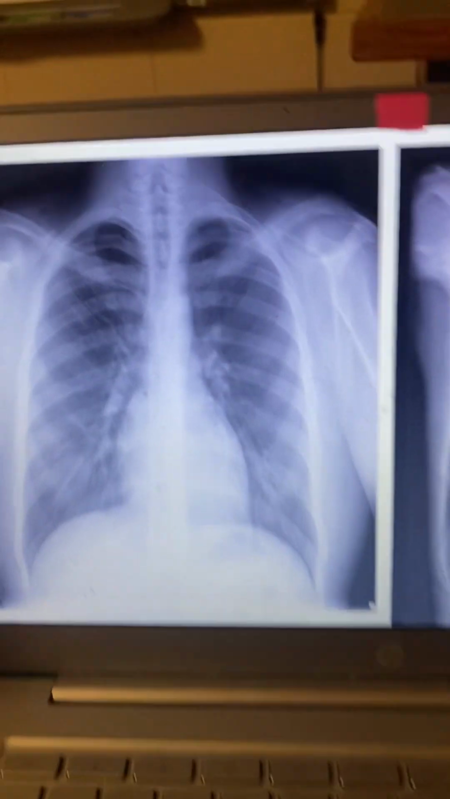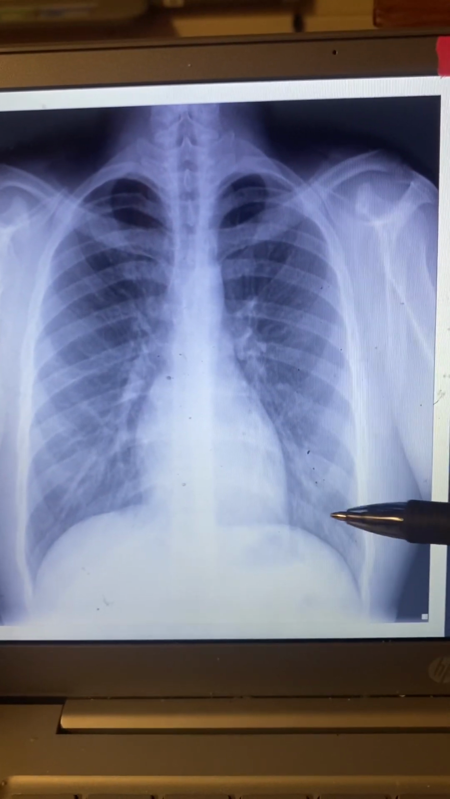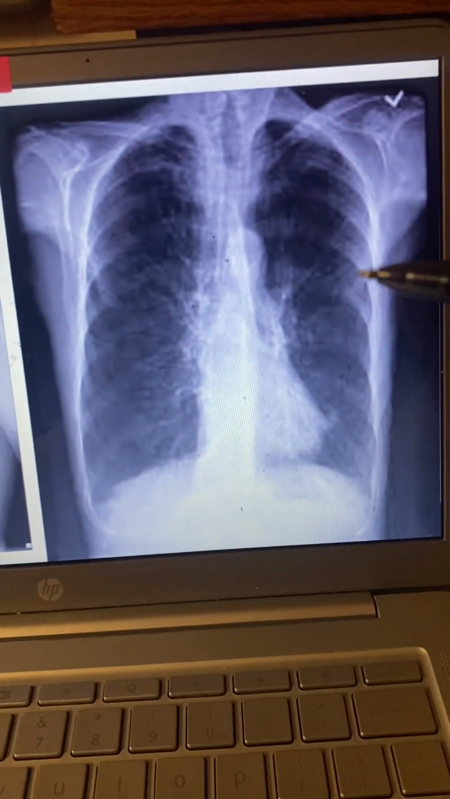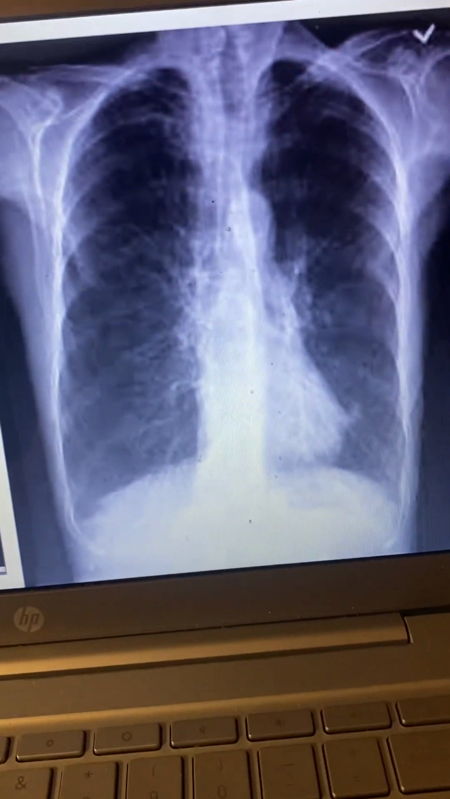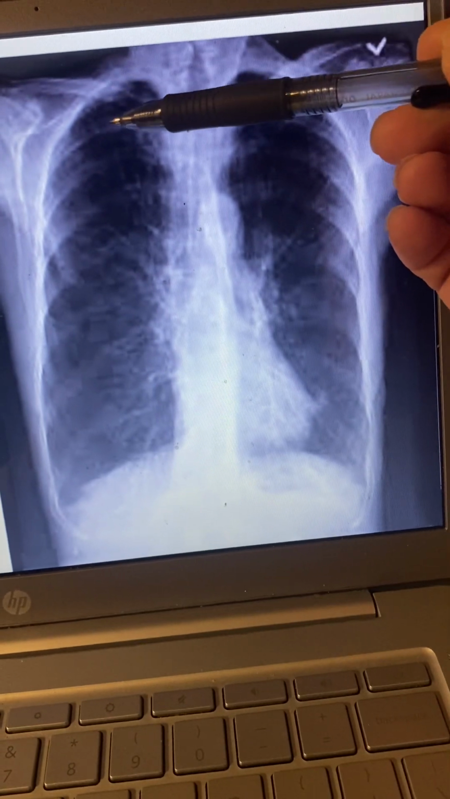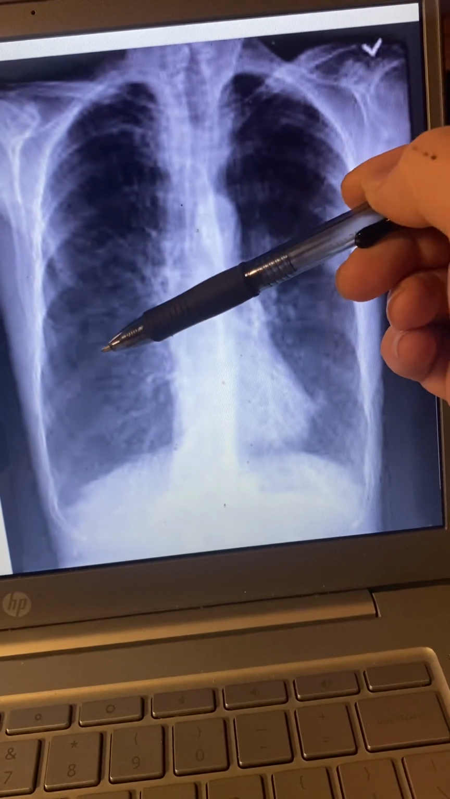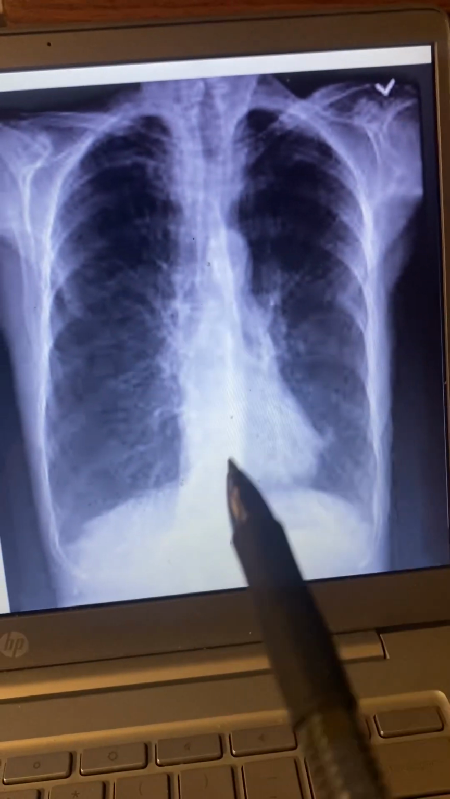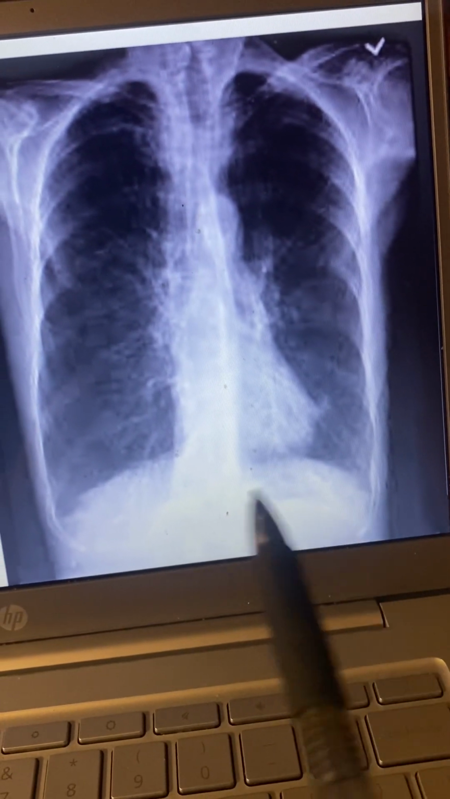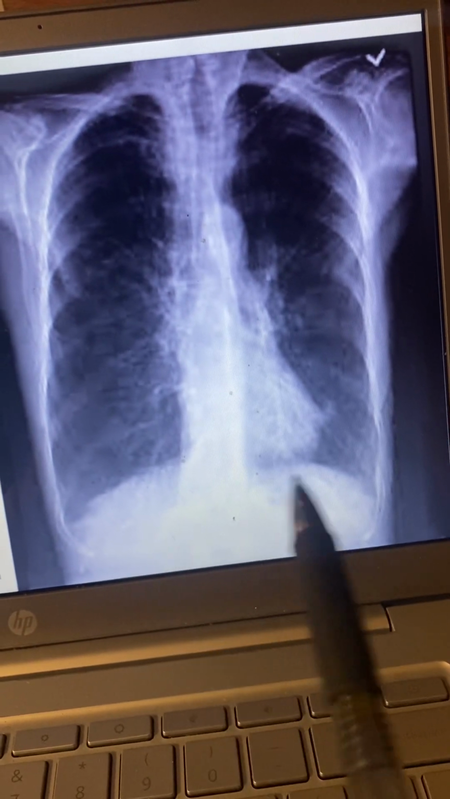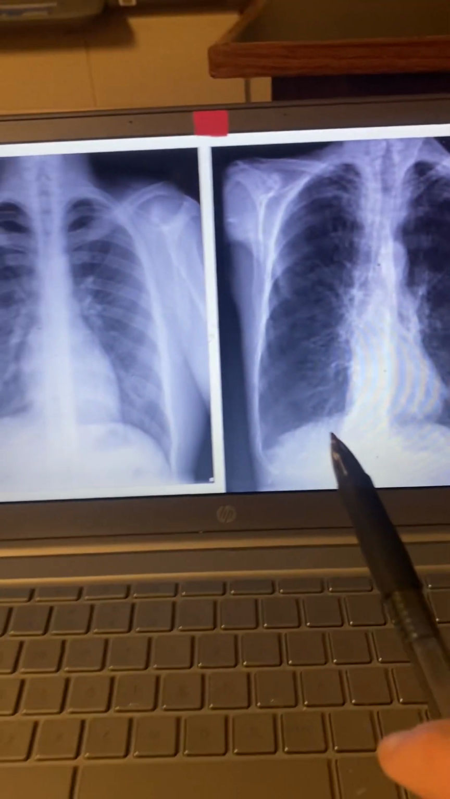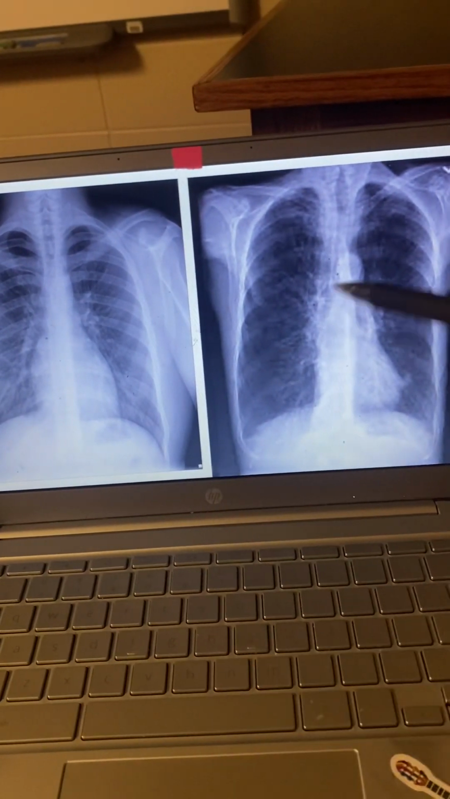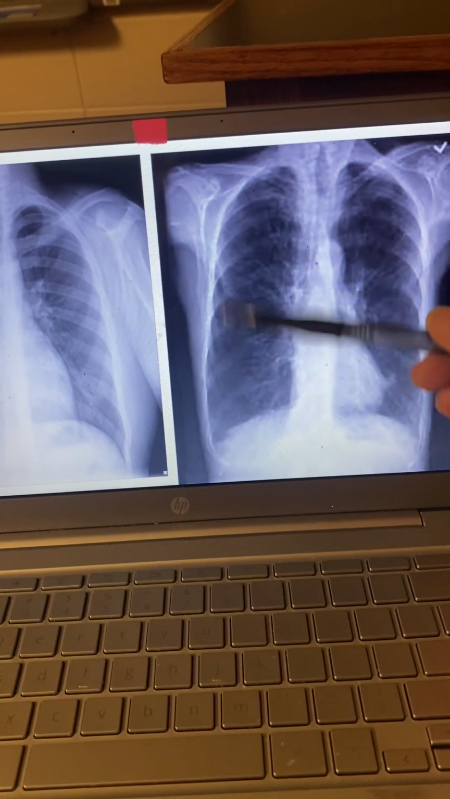On here, the left one just shows a normal diaphragm. You can count your 8 ribs. And then over here, you can count, you've got 1, 2, 3, 4, 5, 6, 7, 8, 9. So there are 9 ribs there, and the diaphragm is very flat, which is indicative of a COPD patient. So this would be normal, and that one obviously is flat, and then you have a lot more air space here.